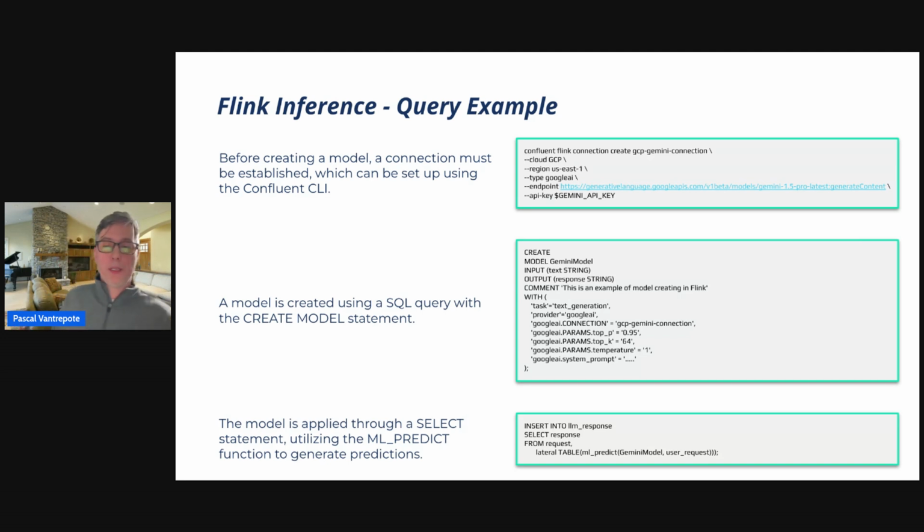Then when you have done that, it's just a question of calling it. The way you call your model is by using a function called ML predict, which takes parameters, obviously. The model name is one of the parameters, and also the user request. You can also dynamically add parameters based on the payload. For example, if your request has multiple fields, you can use those field values in your system prompt to make it more dynamic, right?